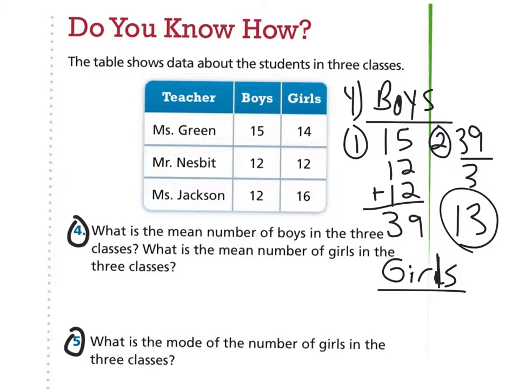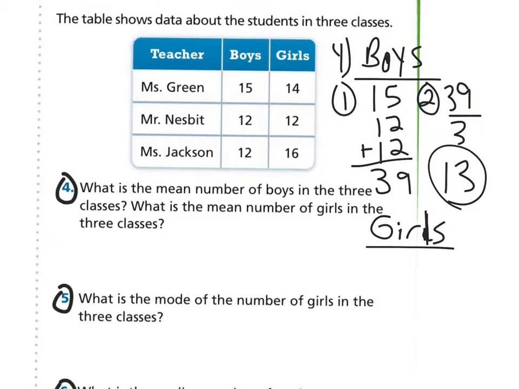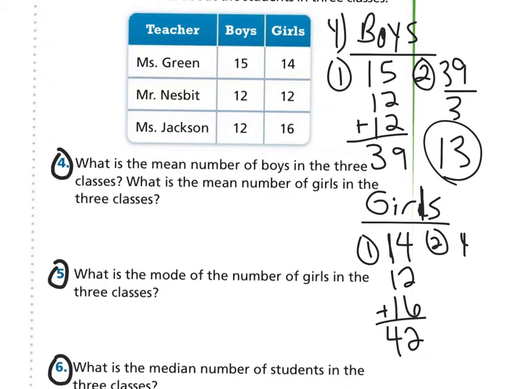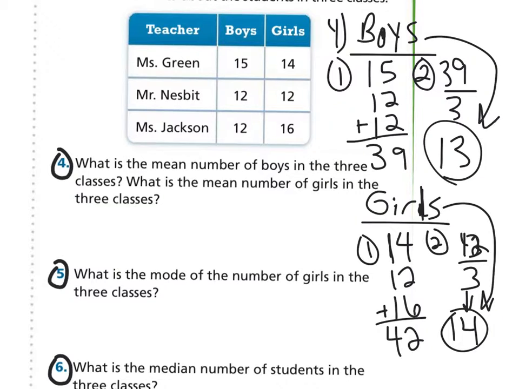So I'll add together the number of girls. So 14 plus 12 plus 16 is 42, and then 42 divided by 3, which is 14. So the mean number of girls is 14. Mean number of boys was 13.